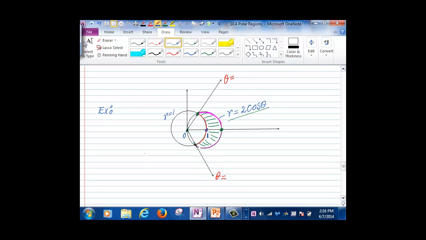Let's see how. I am basically trying to find the intersection of the two curves. So, for what values of theta do these curves intersect? How do you find the intersection of two equations? Well, in this case, the first curve is r equals 1, the second curve is r equals 2 cosine theta, and I have to find the intersection of the two. What should I do?